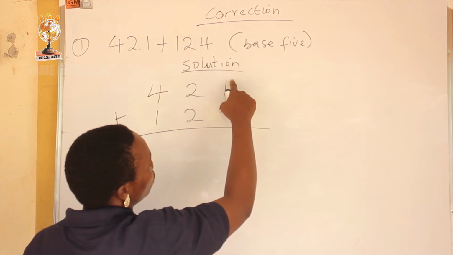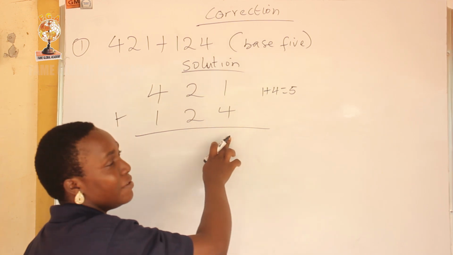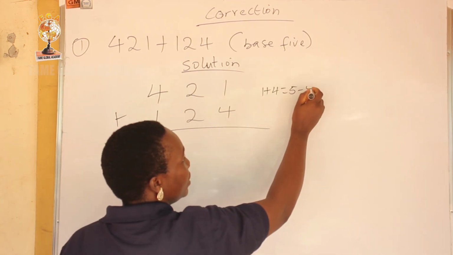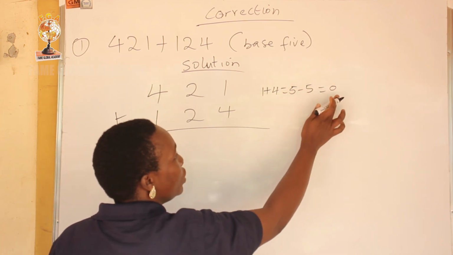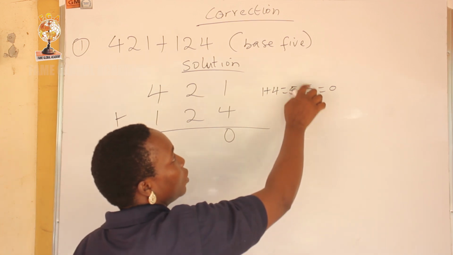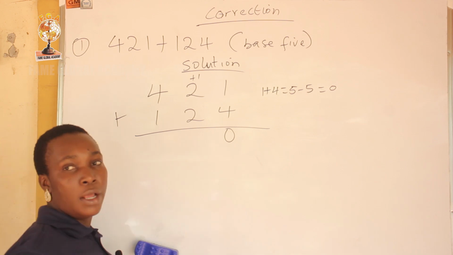Okay, so the first one is 1 plus 4. 1 plus 4 is what? 5. Now we can't write 5 here because we are working in base 5. Rather, I will subtract 5 from it. Our answer is what? 0. So it's the remainder. That's what we'll write here. Now this 5 we subtracted, which is the base, we carry it as 1 to the next section.